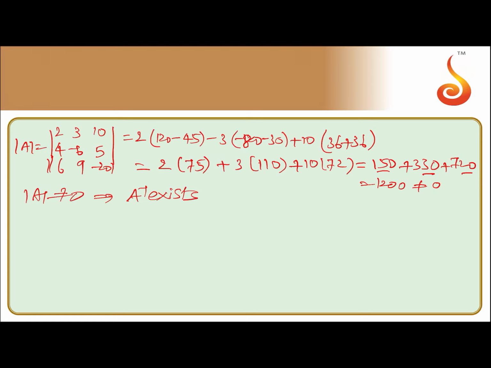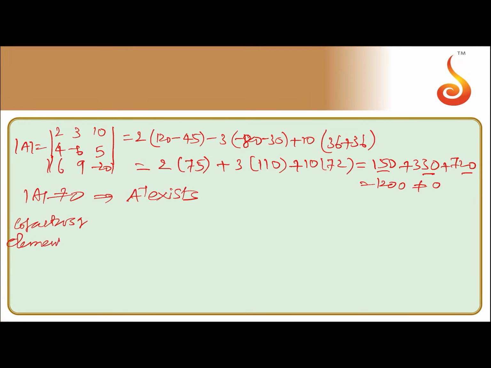So the matrix is invertible, and we can find the inverse of the matrix and the solution for the system. That means the system has a unique solution. The system is consistent and has a unique solution. So we find the cofactors of the elements of A.